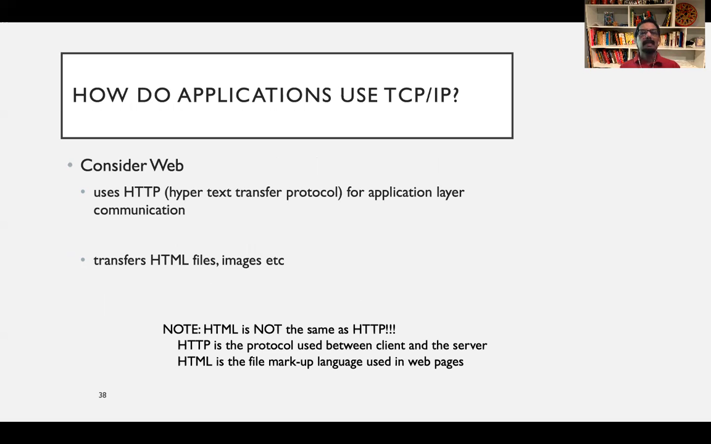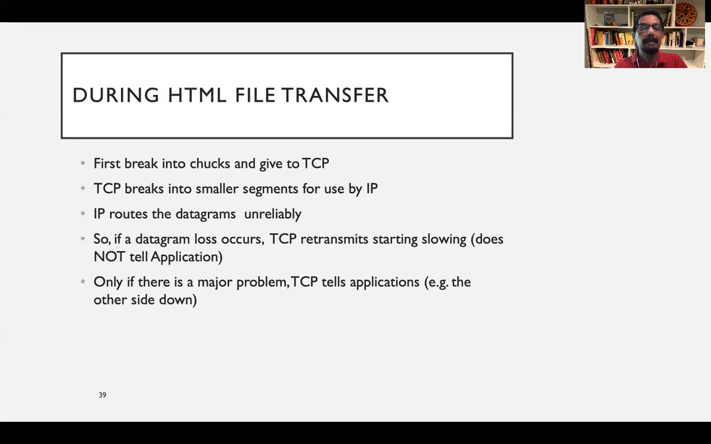The last part is how applications use TCP/IP. Consider the web. The web uses the HTTP protocol, hypertext transfer protocol, and it transfers files or images which are coded with HTML, hypertext markup language. First thing is, do not confuse HTML and HTTP. HTTP is the protocol that runs on top of TCP. HTML is how the content is encoded, so that you know it's an image versus text and whatnot. That distinction is also needed.